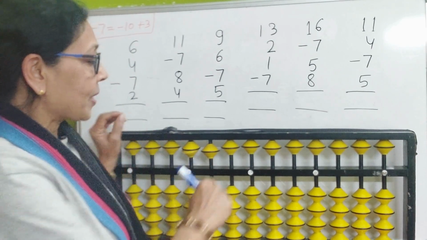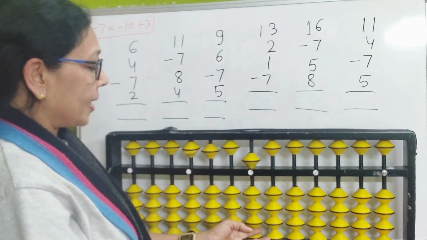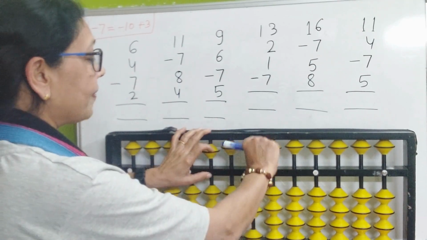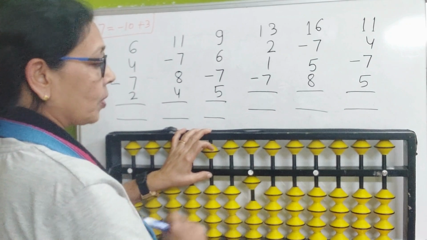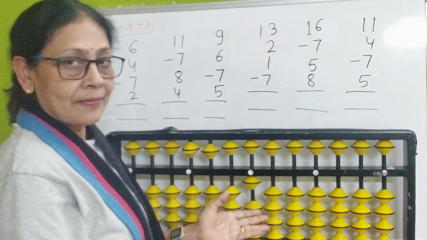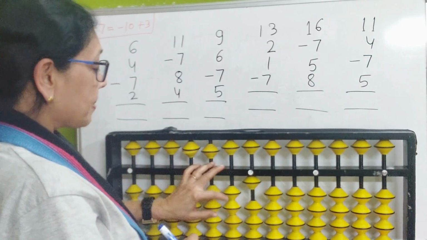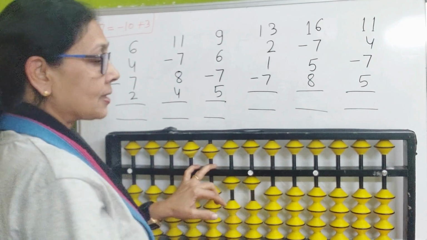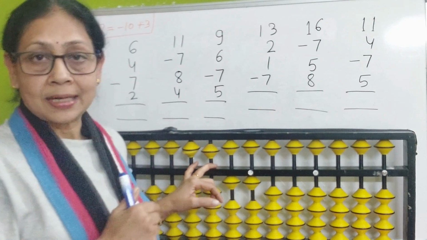So how to do? Let's see. This is 8 and you have to subtract 7. You do easily 5 from the upper bead and 2 from the down bead. Now 8 minus 7 is 1. But if the number is, suppose, 11 and you have to subtract 7, how to subtract?